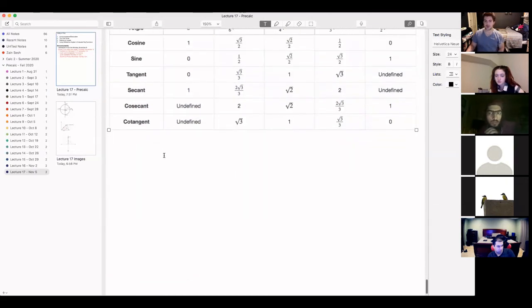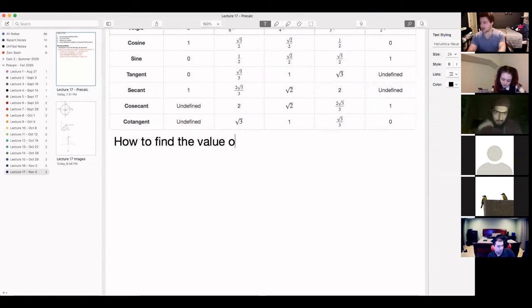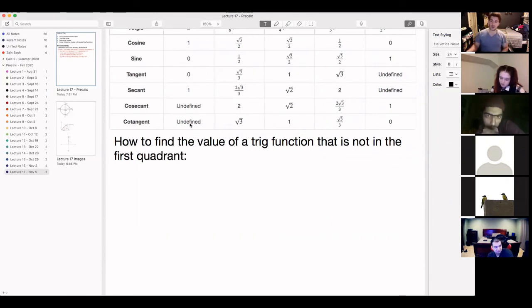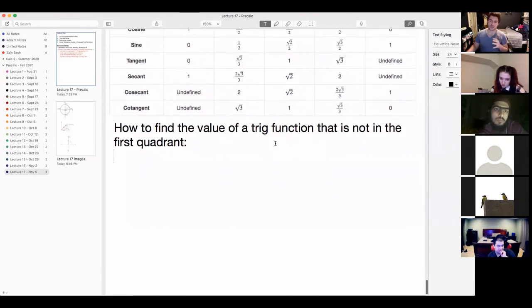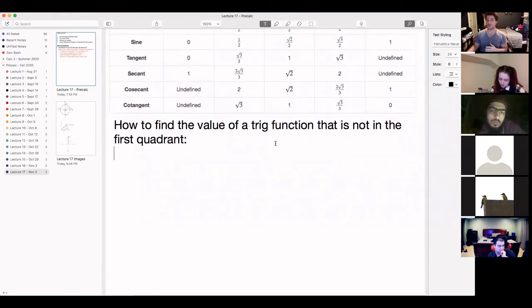All right, good. Here we go. What we're going to be doing is finding the value of a trig function that is not in the first quadrant. Look at our angles in the table: 0, pi over 6, pi over 4, pi over 3, and pi over 2. These are all in the first quadrant, so we're taken care of there. We have discovered really everything we want to know about the first quadrant. But now we're going to find out how to do things in the second, third, and fourth quadrants.